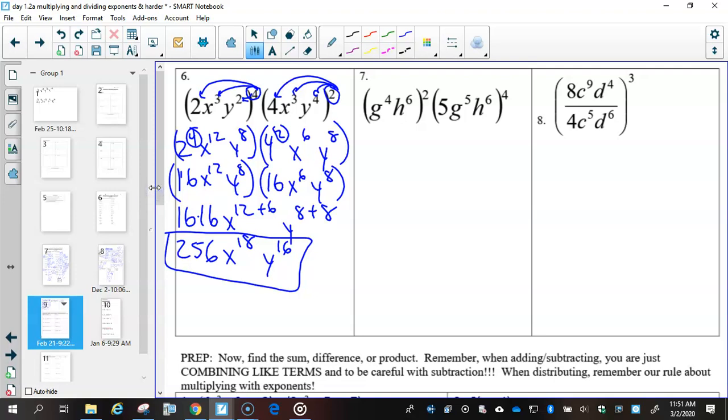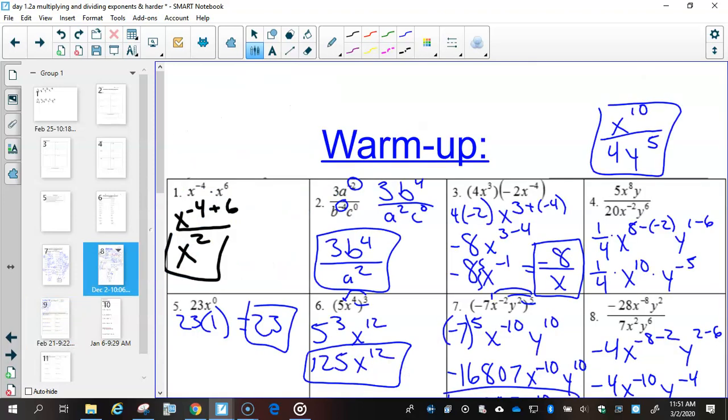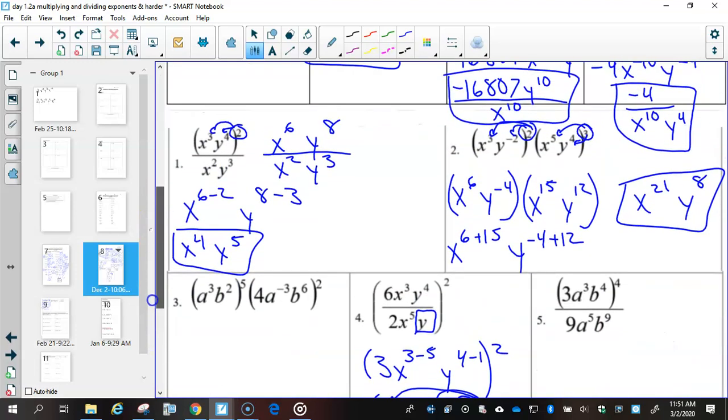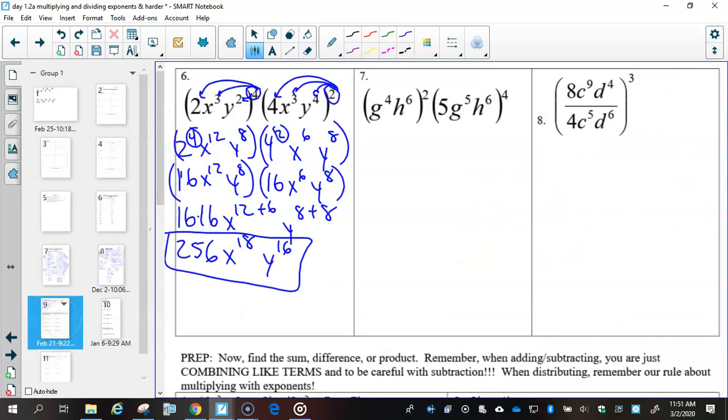Alright. I want you to see how many of these you can get done in the next 10 or so minutes. You'll have time next class to continue working on those, but I'm going to give you something else to do. So go ahead and start 3, 5, 7, and 8.